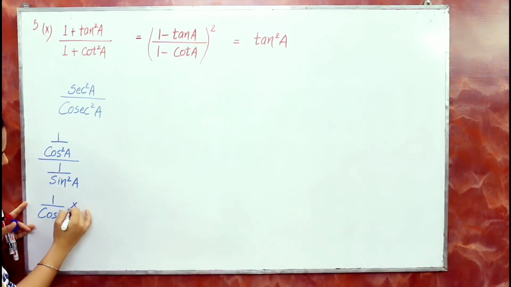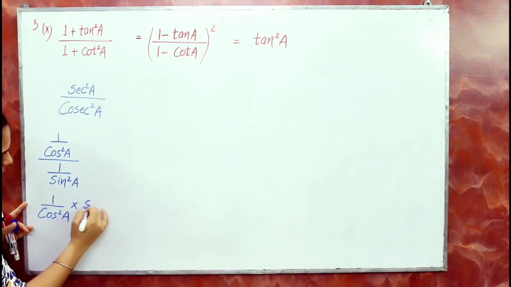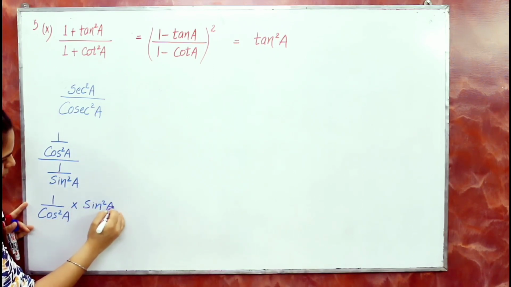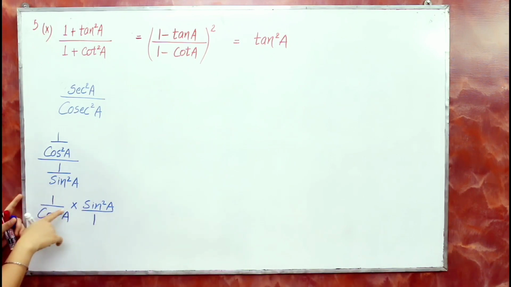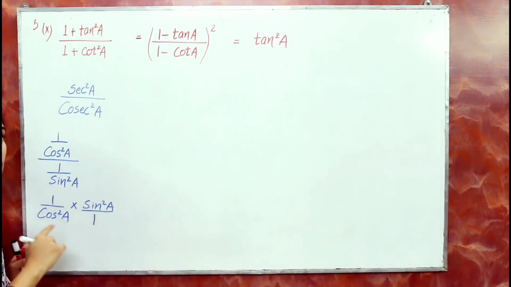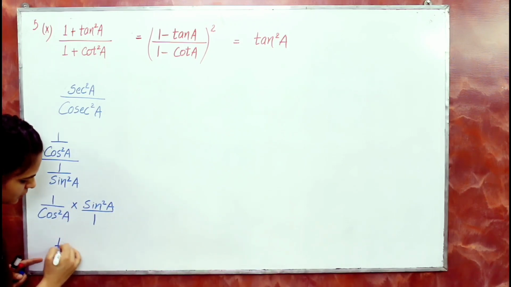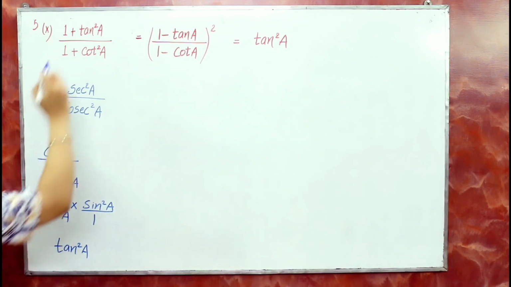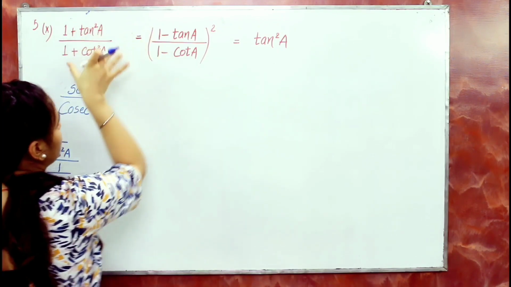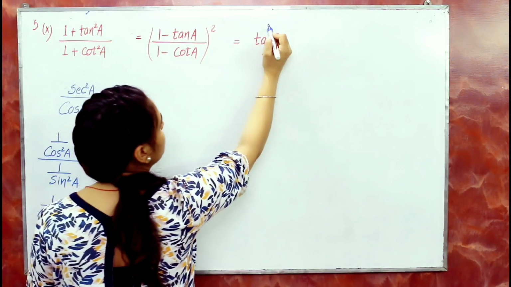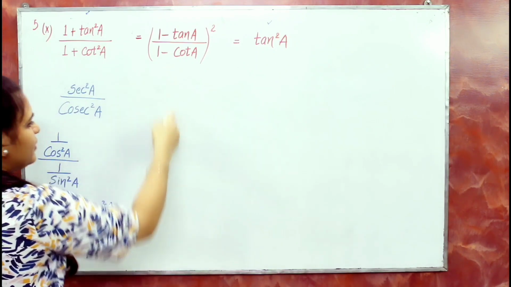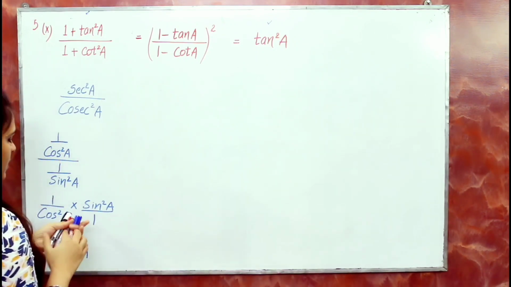Now I'll take reciprocal. By taking reciprocal, you will get 1 upon cos square A multiplied by sine square A upon 1. So this is basically sine square A upon cos square A. Sine upon cos is tan. So this results into tan square A. Okay, that means these two sides are equal. This is also tan square A and this one is tan square A. Now we will solve this part.